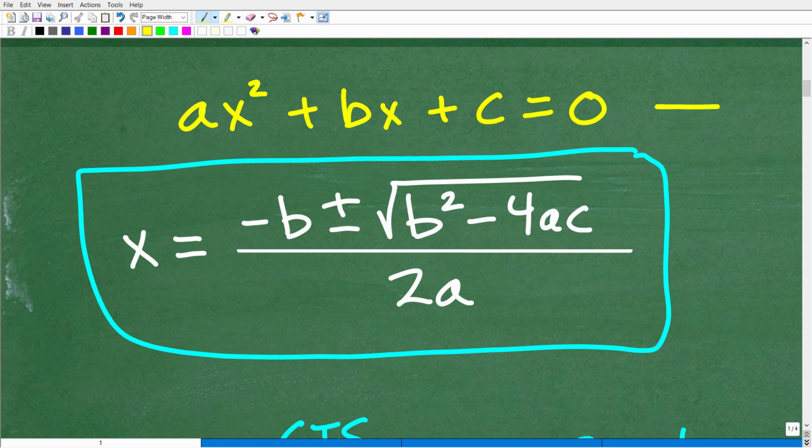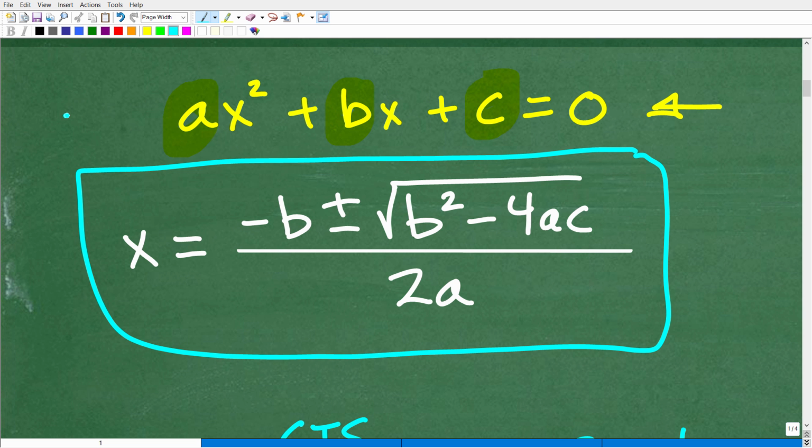So this is a general quadratic equation: ax squared plus bx plus c. A is the leading coefficient, the number in front of the x squared term. Of course, this could be another variable like y or z, but we're just going to use x here. So A is the coefficient in front of the x squared term, B is the coefficient in front of the x term, and C is just our constant.